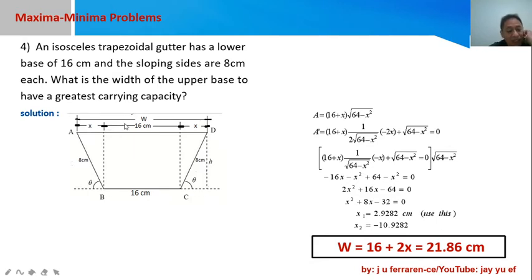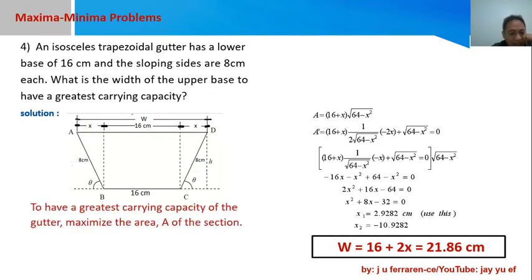Now, in order that the carrying capacity will be greatest, the section of your gutter must be maximized. So we need to maximize the area. To have the greatest carrying capacity of the gutter, you have to maximize the area of the section. Now, what is the area of a trapezoid? That is equal to 1/2 of the lower base plus the upper base multiplied with the altitude h. So this is now the formula applied.